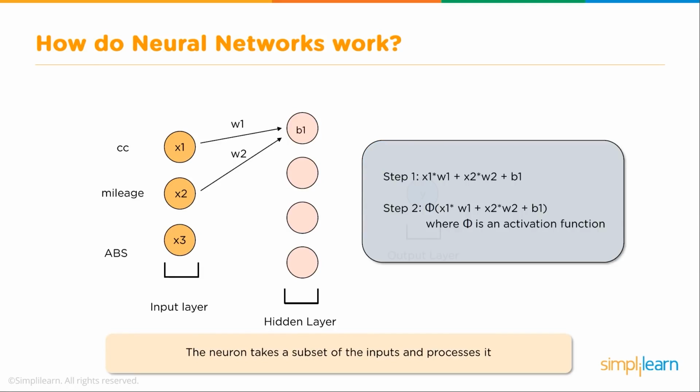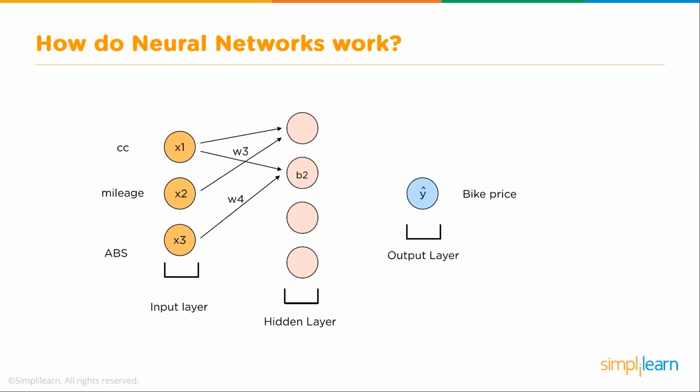And so x1 times weight 1 plus x2 times weight 2 plus the bias of 1. And step 2 is our activation, the activation function coming in there. When does this fire? The neuron takes a subset of the inputs and processes it. And then we go through and do that with the second hidden layer neuron and the third one and so on. So you process each layer in order going forward.